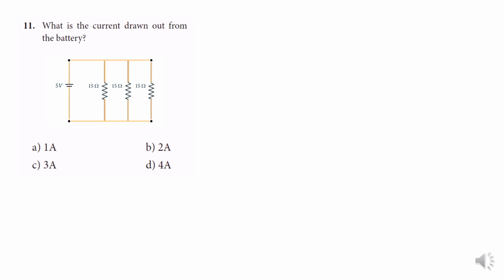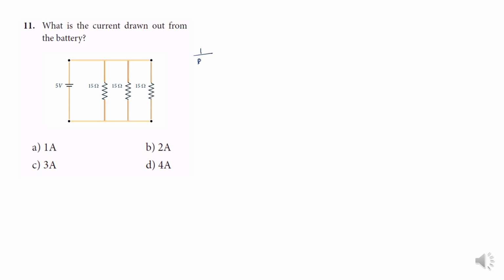Question number 11. What is the current drawn out of the battery? So we can see there are 3 resistances connected in parallel across a 5 volt supply. First we are going to find the equivalent resistance for these 3 resistors which are connected in parallel.